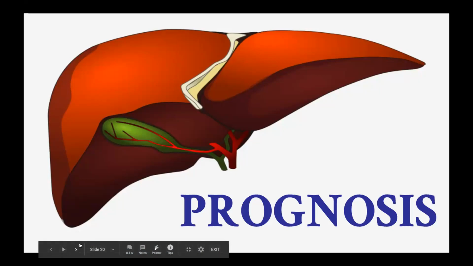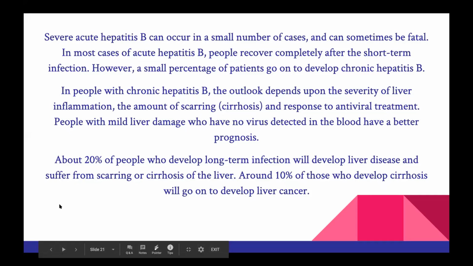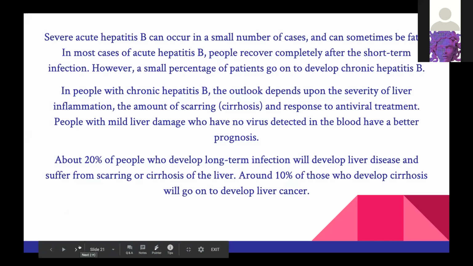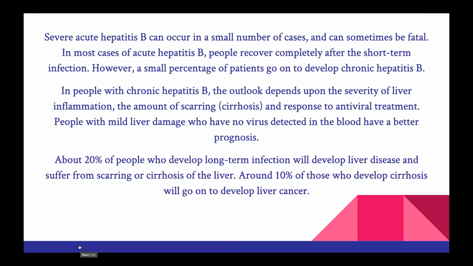For the prognosis, next slide. Severe acute hepatitis B can occur in a small number of cases and can sometimes be fatal. In most cases of acute hepatitis B, people recover completely after the short-term infection. However, a small percentage of patients go on to develop chronic hepatitis B.